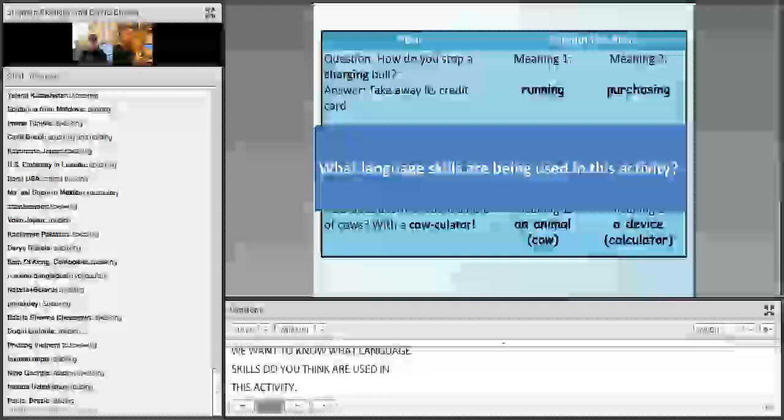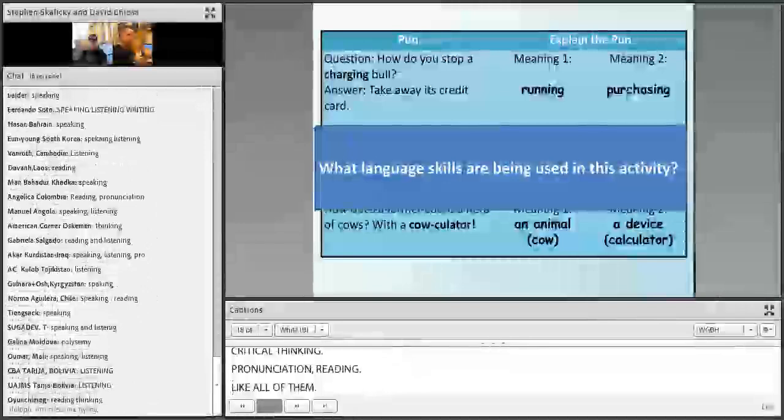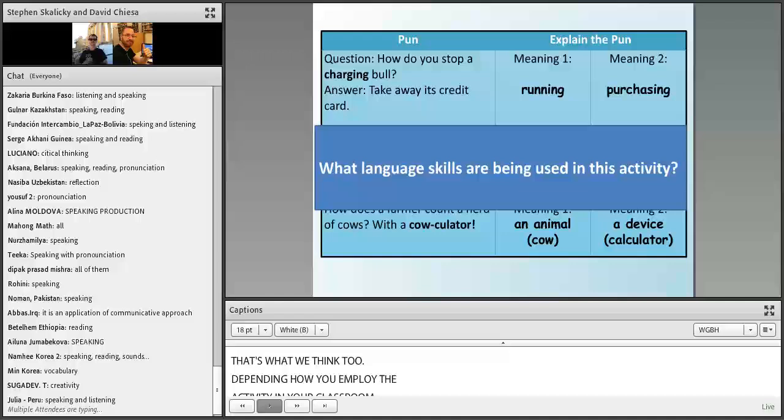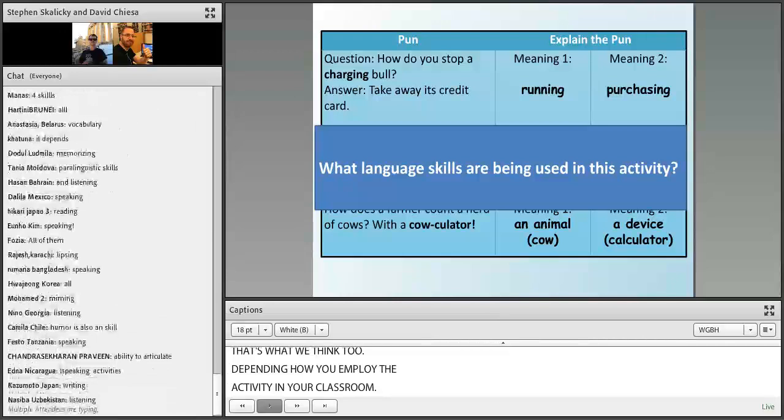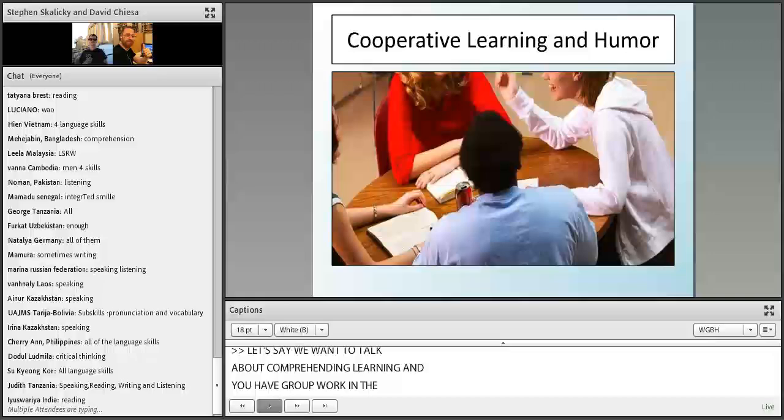Depending on how you employ this activity in your classroom, if it's a speaking activity or mainly a writing activity, you can key in to almost all of the big language skills. And that's the point we wanted to try to make. Okay. So let's say we want to talk about comprehending humor. And let's say that you teach cooperative learning in your classroom. You have group work, for example. You want to use all language skills. What can you do? What kind of activity can you implement?